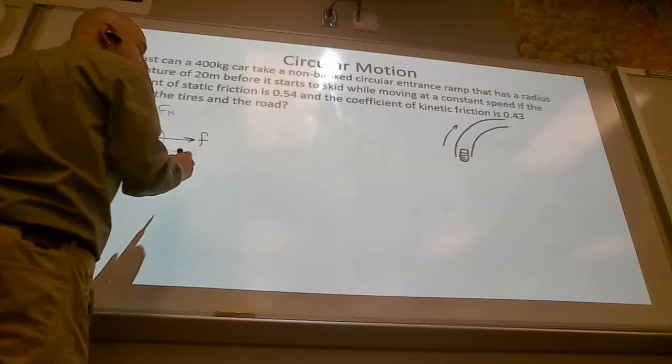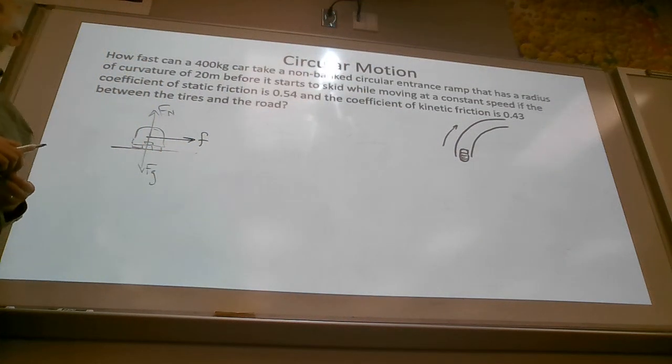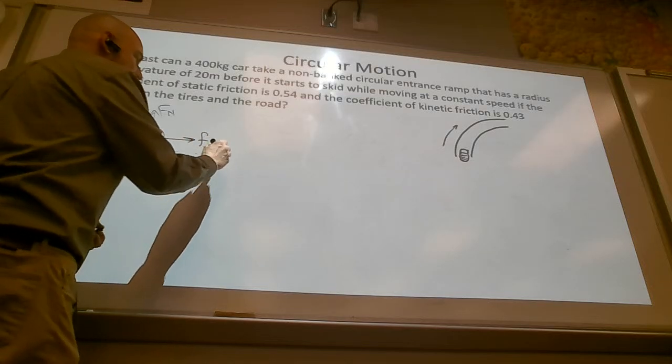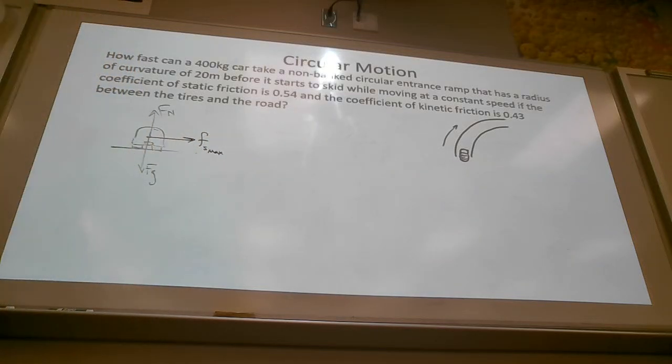And is it going to be static or kinetic friction? We are not slipping or sliding. We're gripping. We want grippage. So we're going to have static friction. We really want the maximum static friction because, like, right before it starts to slide. Good with that? Okay. So here's your free body diagram.